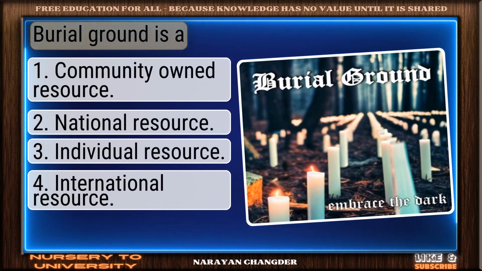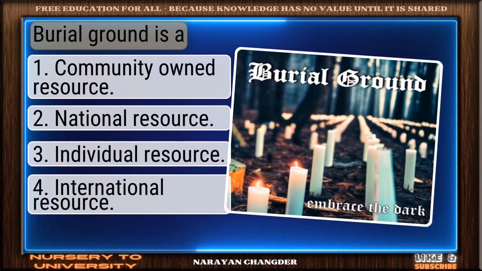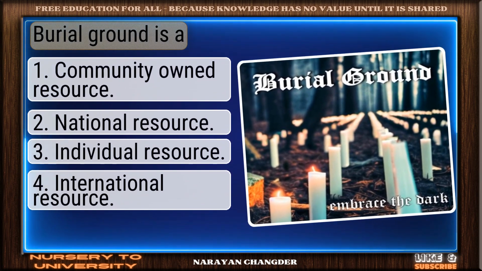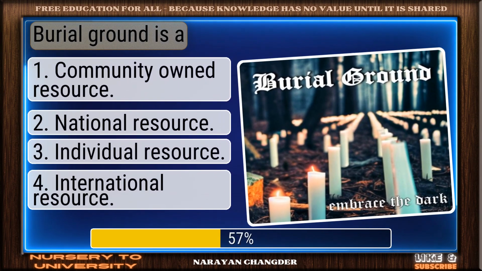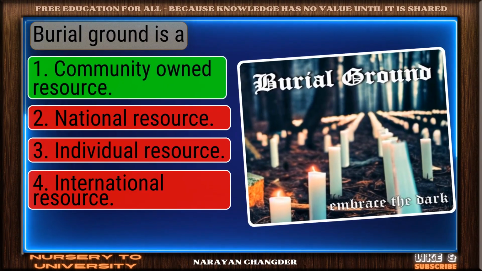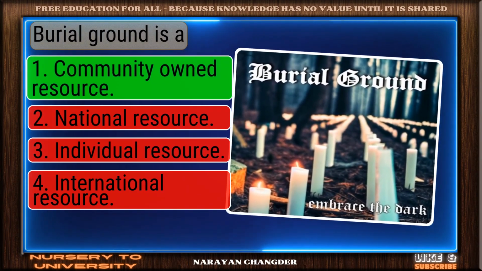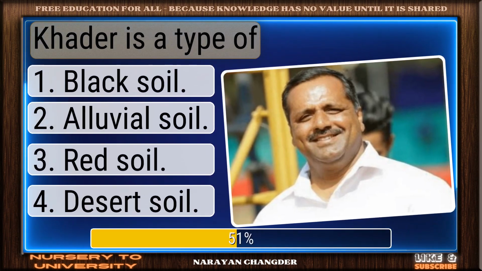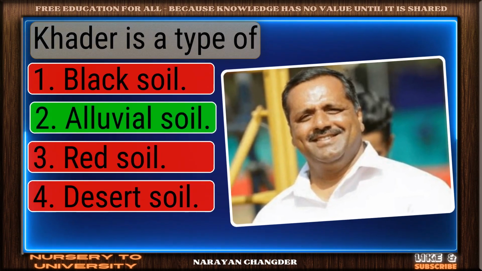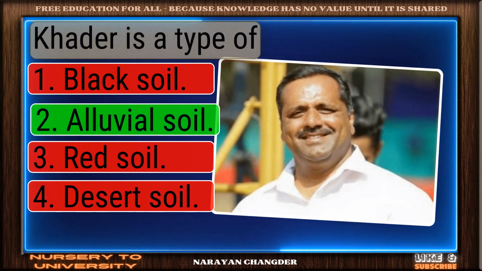Can you solve all these Class 10 Geography Chapter 1 Resources and Development questions? Burial ground is a... You got it. Community-owned resource fits. CADA is a type of. You chose alluvial soil, correct?